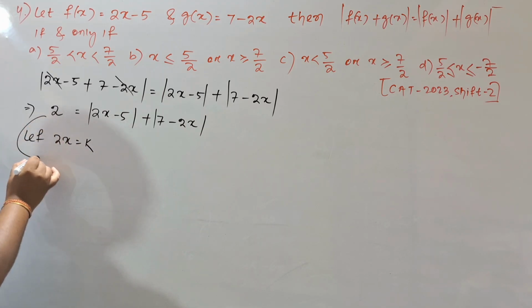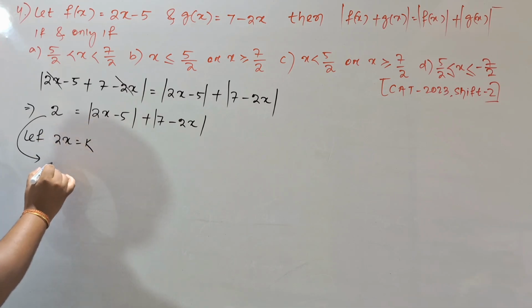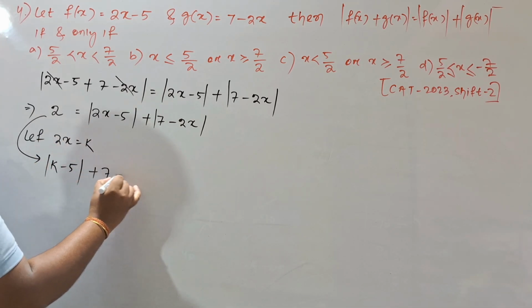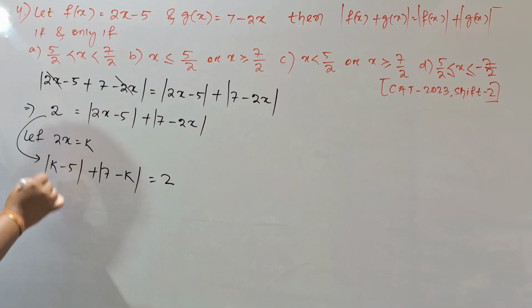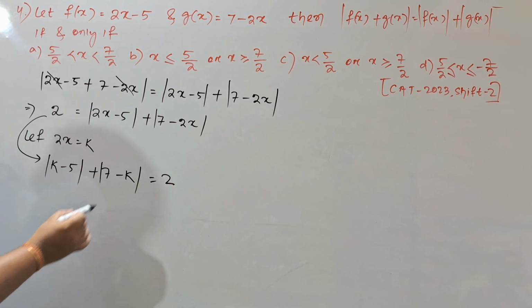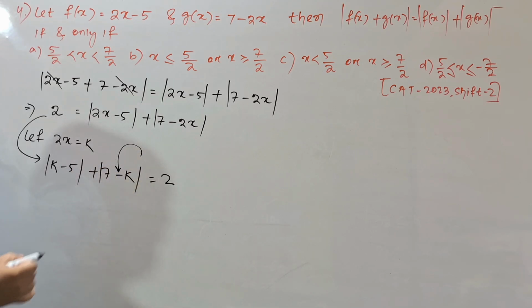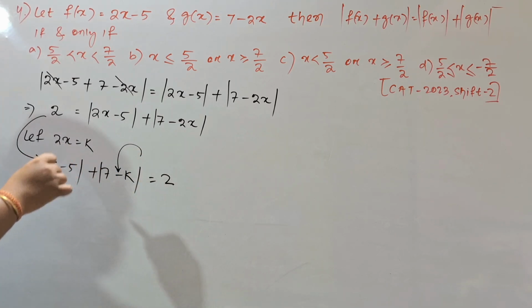If 2x is equal to k, this can be written as |k − 5| + |7 − k| = 2. But if you observe this equation, the coefficient of k is negative, so it is not in standard form. So first make it standard form.